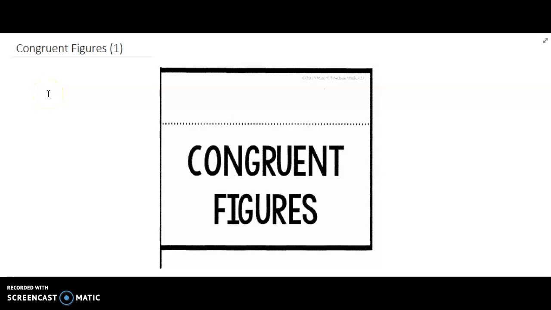All right, guys, in this foldable, we're going to talk about congruent figures, and this is the start of section 5.2. That's what we're going to go over.